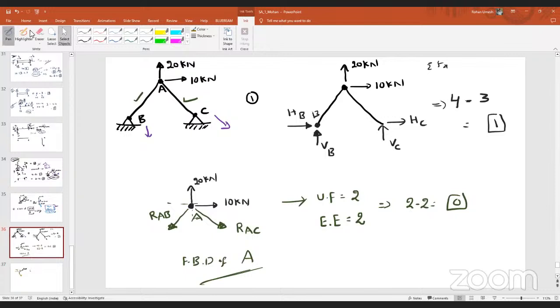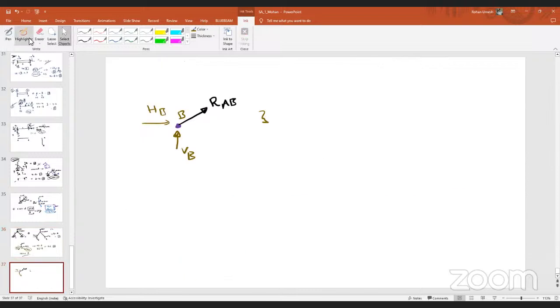When we take the equilibrium of point A, I already can find out RAB. I can already find out RAC. That means RAB and RAC are known quantities now. Now, how many unknowns are there in this equation? 2. What are they? HB and VB. How many equilibrium equations do we have to consider? 2. Again, we are solving the free body diagram at point B. So, 2 minus 2, 0. That means I can find out VB and HB, isn't it?